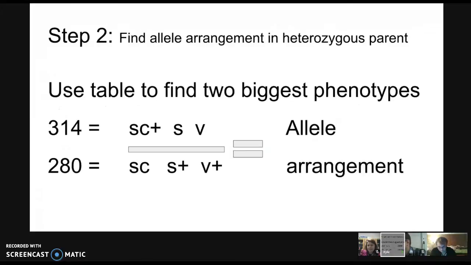For step 2, we need to find the allele arrangement in the heterozygous parent. And to do this, we find the 2 biggest phenotypes that have the largest progeny, and for each of those that it gives us in the table, we know that's the arrangement in the heterozygous parent, and we just put a line in between them, so it will give us the allele arrangement.